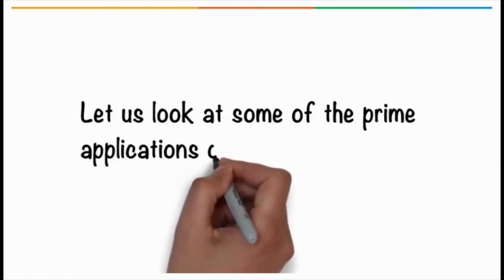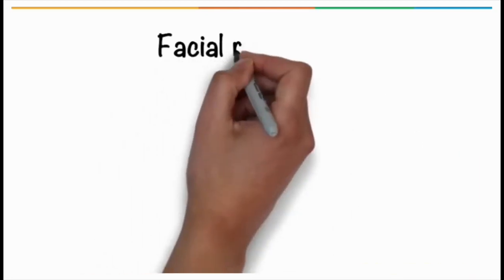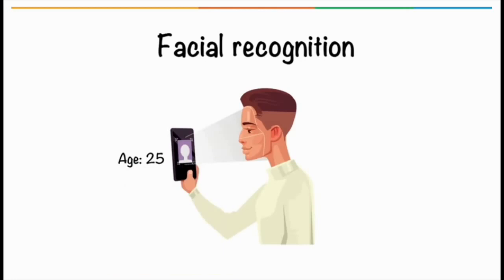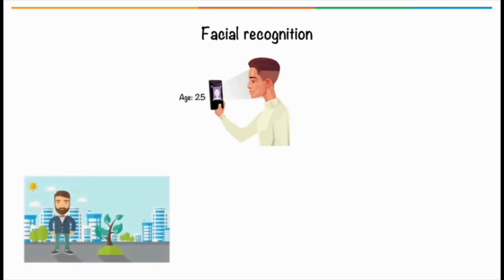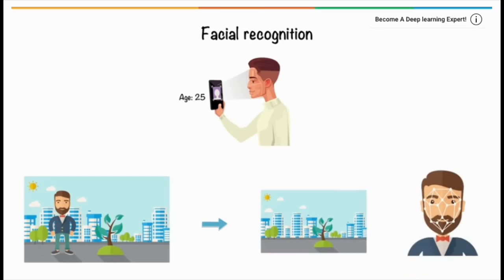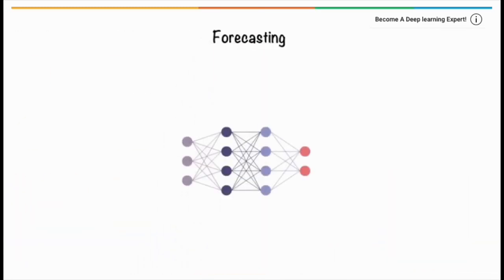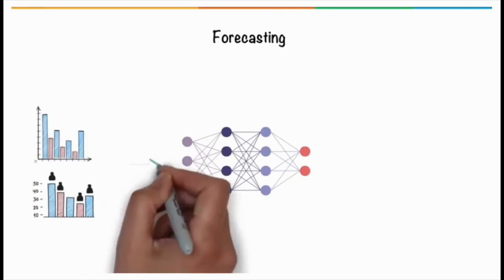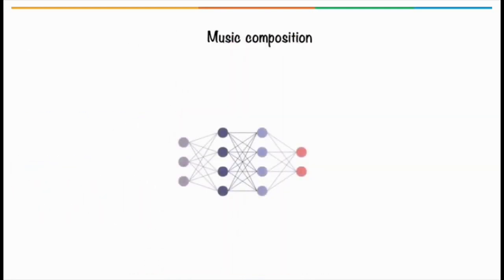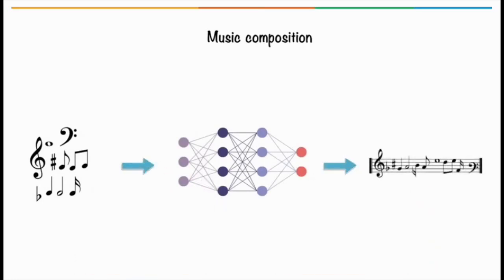Let us look at some of the prime applications of neural networks. Facial recognition. Cameras on smartphones these days can estimate the age of the person based on their facial features. This is neural networks at play, first differentiating the face from the background, and then correlating the lines and spots on your face to a possible age. Forecasting. Neural networks are trained to understand the patterns and detect the possibility of rainfall or a rise in stock prices with high accuracy. Music composition. Neural networks can even learn patterns in music and train itself enough to compose a fresh tune.